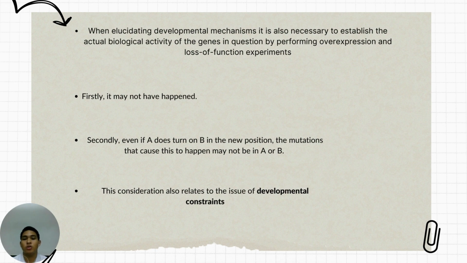This consideration also relates to the issue of developmental constraints. So biologists not concerned with developmental mechanisms often implicitly assume that there are no limits to possible mutational variation, and that with enough mutants, enough time, and enough selection, it is possible to evolve anything from anything else.